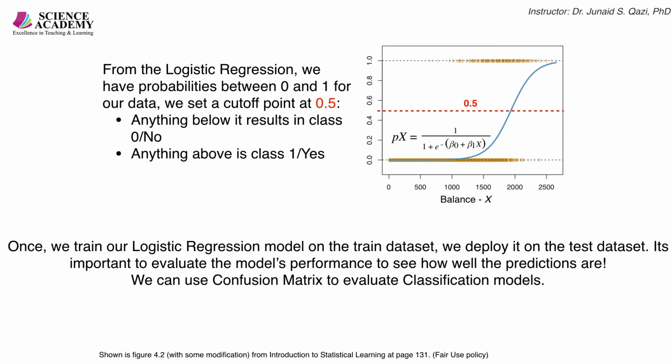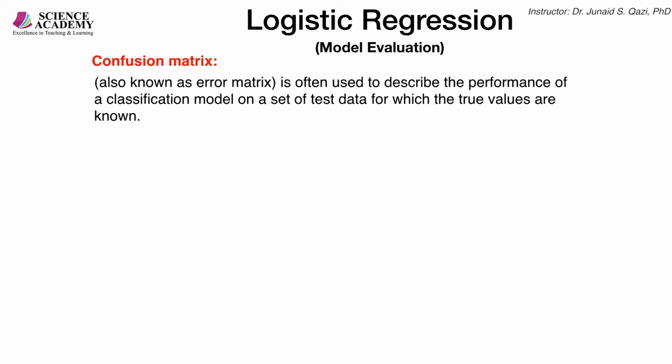So once we train our logistic regression model on the training dataset, we deploy it on the test dataset. It's important to evaluate the model's performance so that we know how good the predictions are. In classification problems, the confusion matrix is used to evaluate the model's performance. Let's learn what a confusion matrix is, which is also known as an error matrix. A confusion matrix is often used to describe the performance of a classification model on a set of test data for which the true values are known.